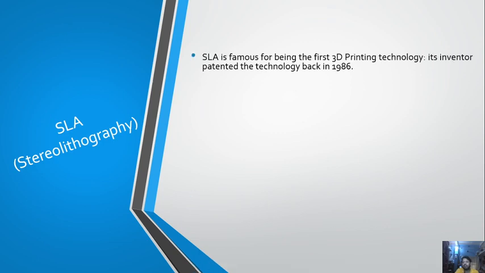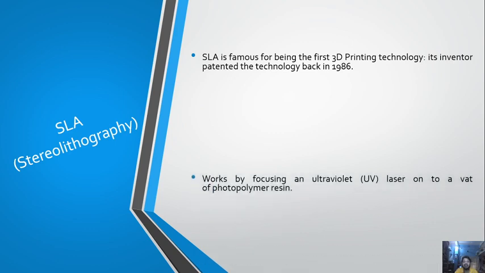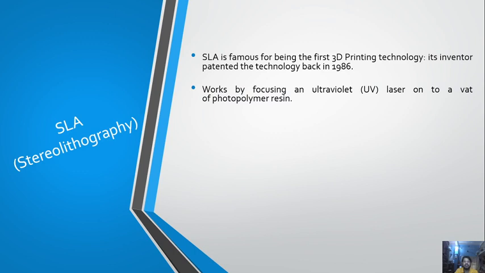Next, SLA or stereolithography. Stereolithography is an additive manufacturing process that belongs to the vat polymerization family. In stereolithography, an object is created by selectively curing a polymer resin layer by layer using an ultraviolet laser beam. The materials used in stereolithography are photosensitive thermoset polymers that come in a liquid form.